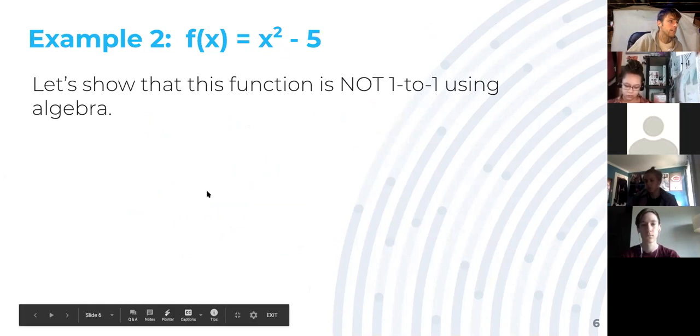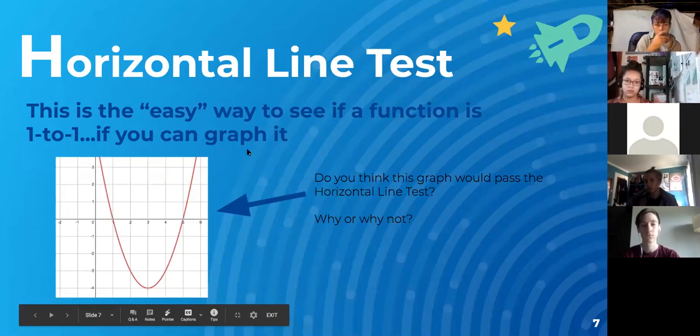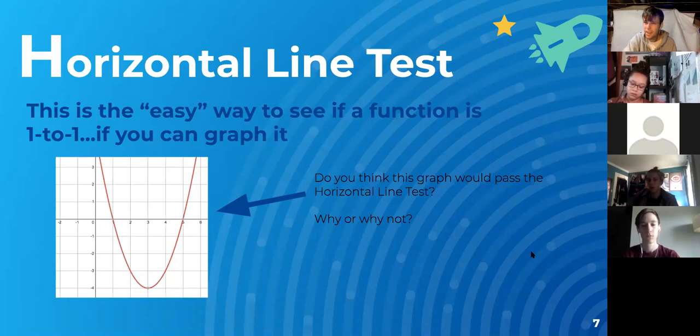Yeah, next we're going to talk about horizontal line test. So just like vertical line test, it works very similarly. It's kind of the easy way to do it. You can graph things super quickly. Desmos is going to be a useful tool here. We can just kind of quickly visualize a graph using Desmos if we need to.